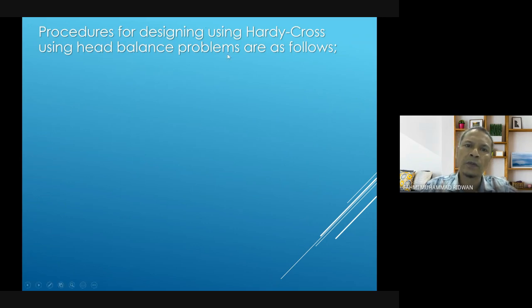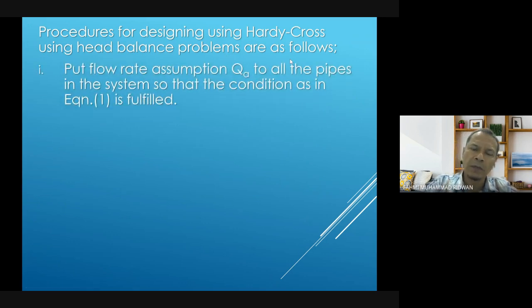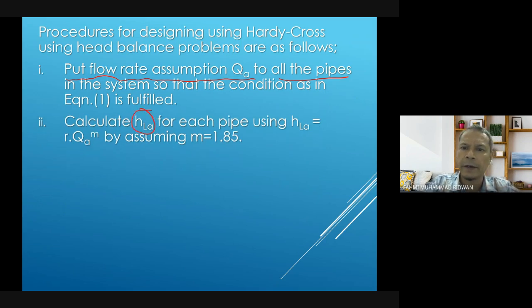Based on this assumption, the procedure to design the calculation in the reticulation pipe using the Hardy Cross method is as follows. The procedure is maybe a bit long, but first we put a flow rate assumption to all pipes in the system. This is purely our assumption based on logical consideration. And then we calculate the head loss for each pipe by using the equation HA equal to R multiplied by QA power M.